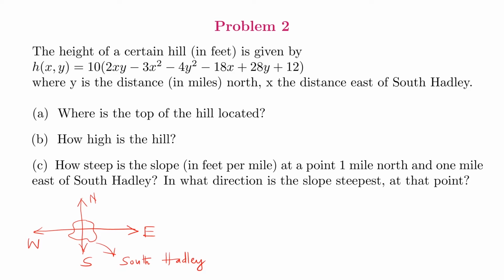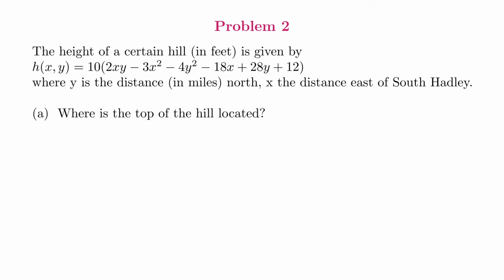There are three parts for the question. Part A, where is the top of the hill located? Part B, how high is the hill? And part C, how steep is the slope in feet per mile at a point 1 mile north and 1 mile east of South Hadley? In what direction is the slope steepest at that point? Now we shall try to solve one by one. Part 1. Where is the top of the hill located?